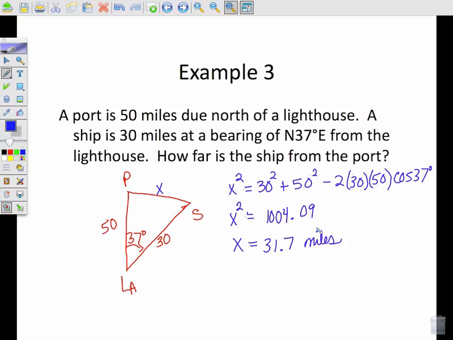Once you draw your diagram, you can either use the law of sines, cosines, depending on what information that you're given. You would have to determine which of the equations you're able to use.